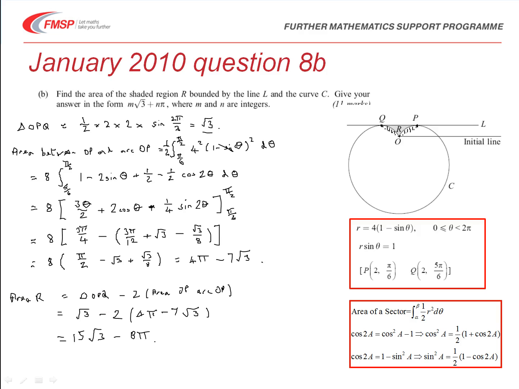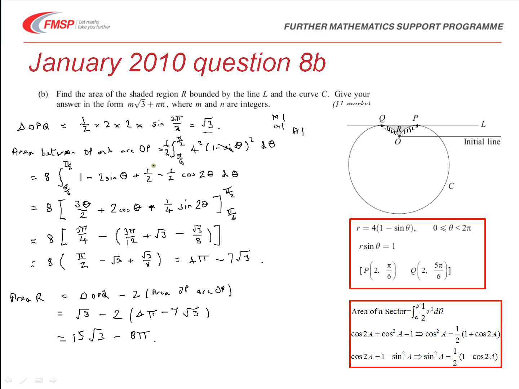As to where you're going to pick up your 11 marks, well, a method mark for realising that you've got to work out the area of this triangle, and using an appropriate method for calculating the area of the triangle and for obtaining the root 3. So there's one for the statement, one for your method, and one for the accuracy of your answer there, getting the root 3.